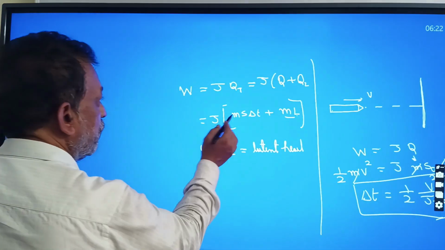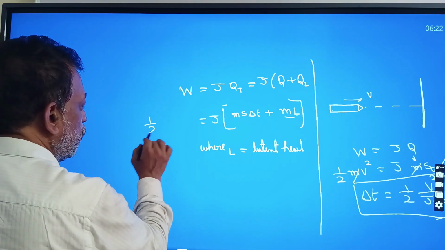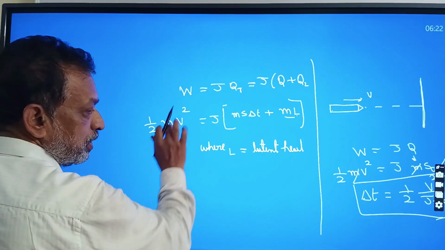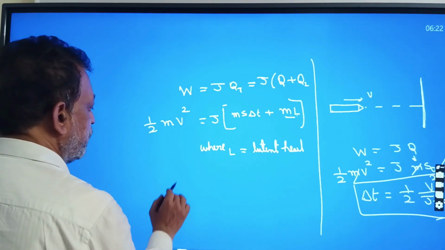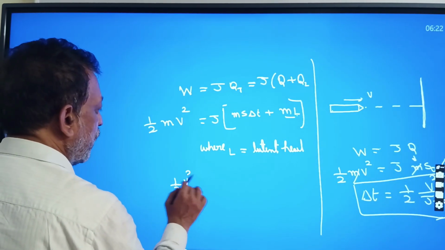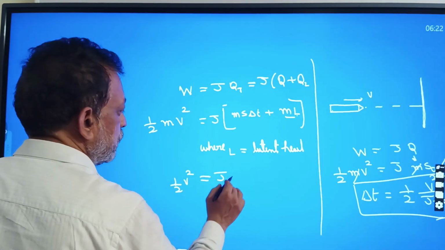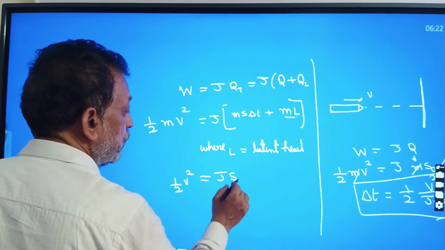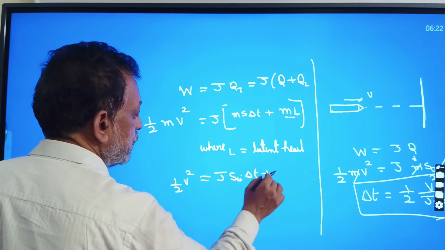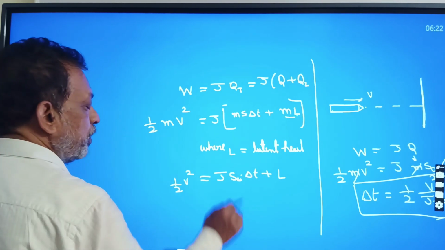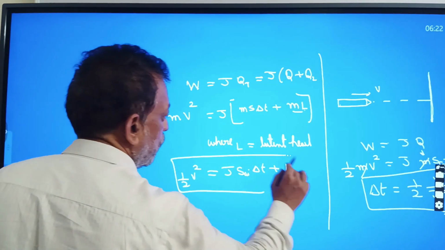Now what is m here? Because the bullet is moving with velocity, 1 by 2 m v square. I am not doing anything, sir, just basic formulas. M will be cancelled, so whatever you want to find, you can find. 1 by 2 v square is equal to J. This mass is already cancelled. Specific heat of the bullet, which is generally copper, into delta T plus L. So what do you want? Delta T. Simplify. Are you understanding that?